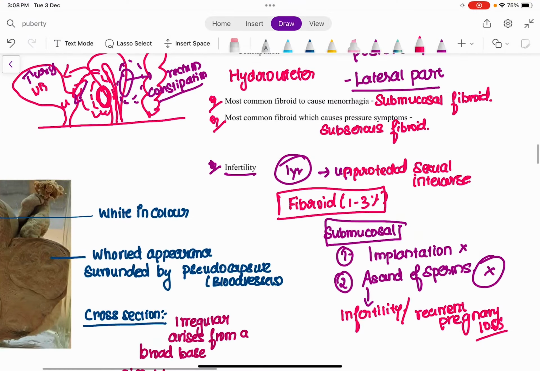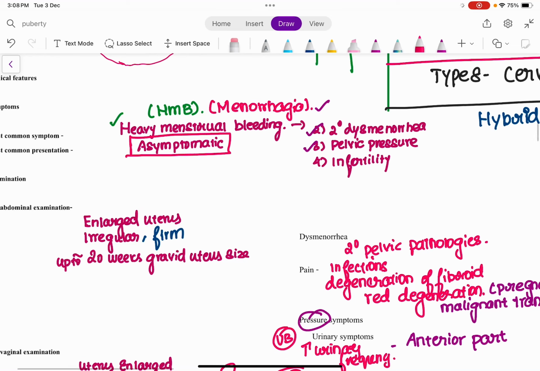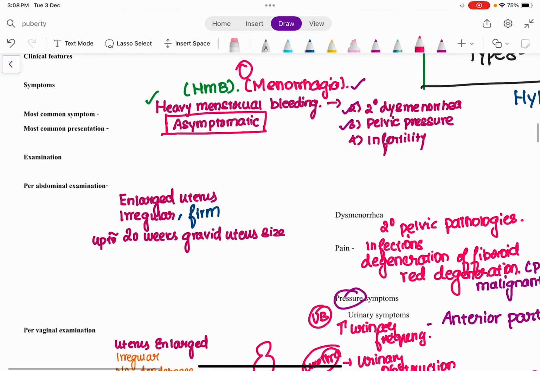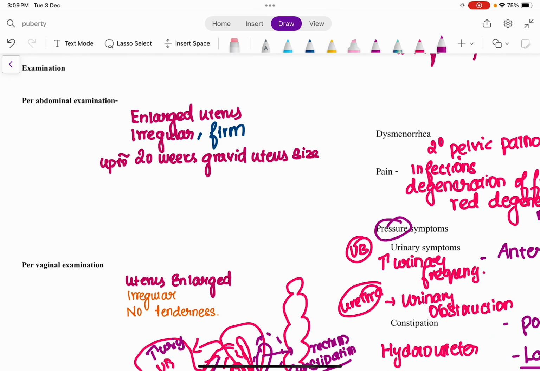Okay. So until now we have discussed the most important symptom complex of fibroid: menorrhagia, dysmenorrhea, pelvic pressure, and infertility. But always remember, the most common presentation is the asymptomatic presentation, because in most cases it is going to be a very incidental finding, right? Okay. So now we are moving to the examination. In a patient of fibroid, you have to do the per abdominal as well as the per vaginal examination.